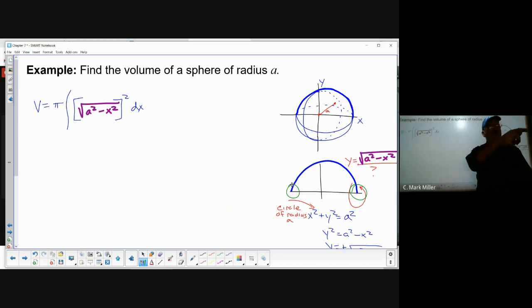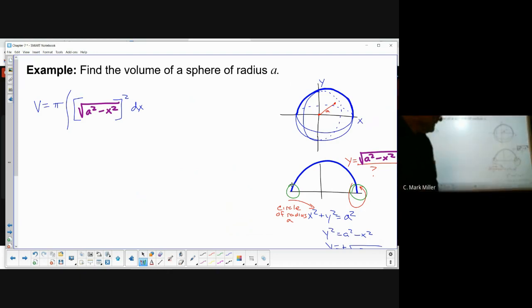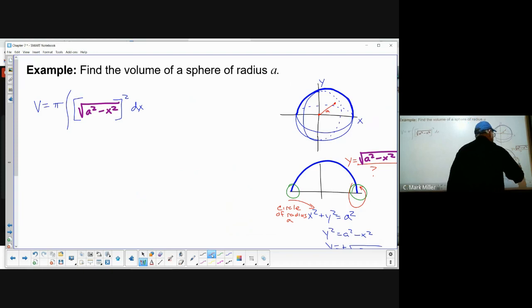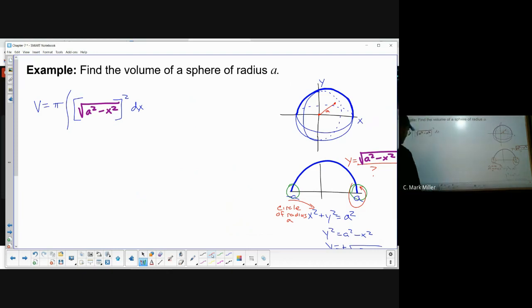One, 2, 3, 4, 5, 6. A. Good. So this is A. Over here is A. Over here is minus A. Those are our bounds of integration.